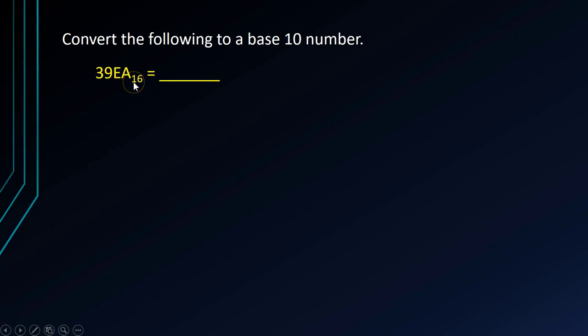So, for instance, when I have 39EA base 16, now we're looking at base 16. The numbers 0 through 9 are digits in base 16, but I would need a digit that represents 10, 11, 12, 13, 14, and 15. And so we set this up to say, okay, A is going to represent the number 10, B is going to represent the number 11 in base 10, C is going to represent the value of 12, D is going to represent the value of 13, E is going to be the value of 14, and F is going to be the value of 15.